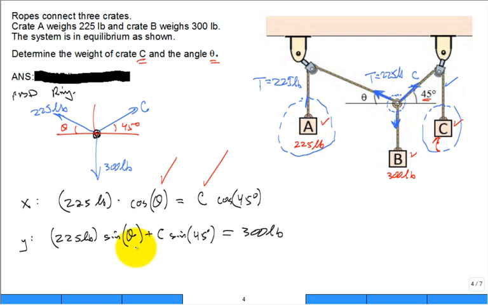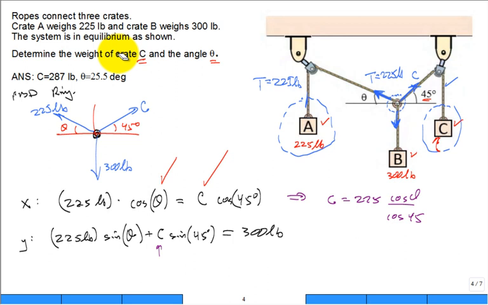Yeah, you're going to try to get rid of maybe C. Maybe I'll rewrite this equation in terms of C. So I'll say C is equal to 225 times the cosine of theta divided by the cosine of 45. Then I'll stick it right in there. I'll eliminate C, and then I'll have one equation, one unknown for theta, and I'll be able to solve for theta, then go back. But you need to do it, please.